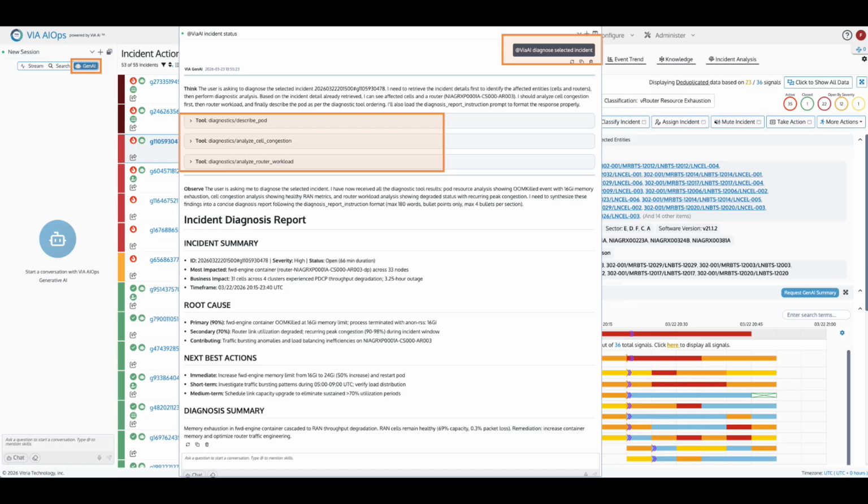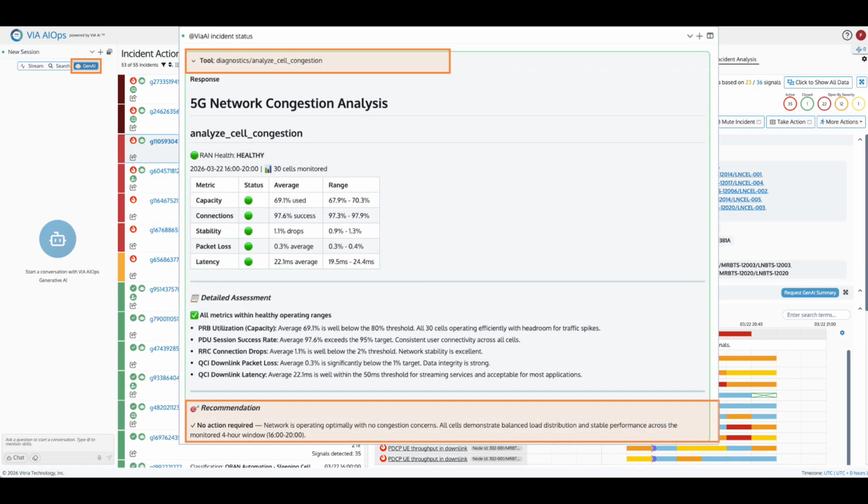This triggers a sequence of agentic tool executions orchestrated intelligently by the assistant. First, the assistant runs the Analyze Cell Congestion Agentic Diagnostic tool. Based on real-time telemetry and historical patterns, the diagnosis confirms that there is no cell congestion, eliminating the radio access network as a potential root cause.